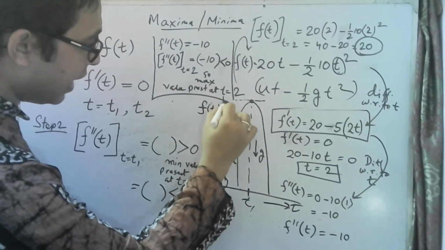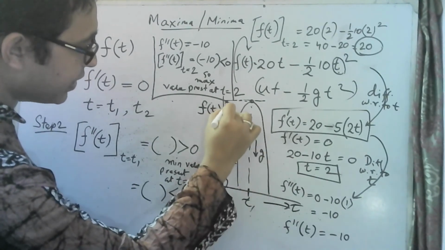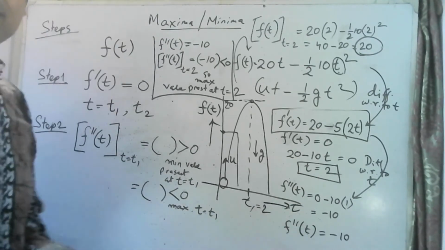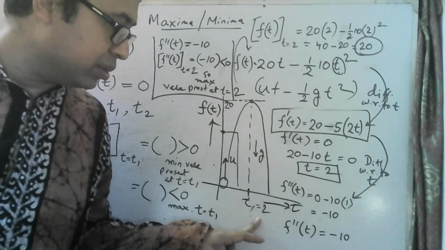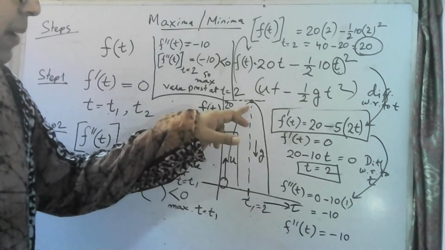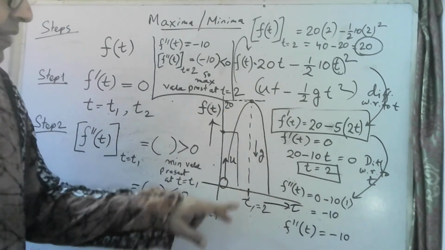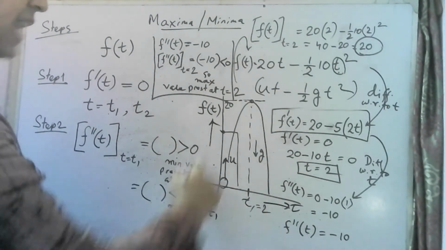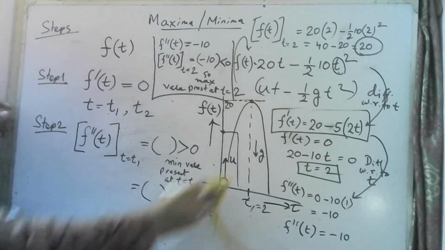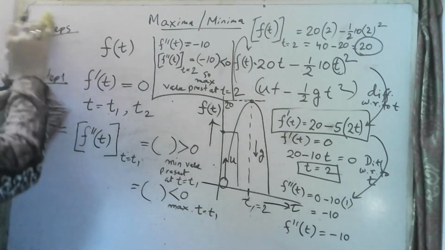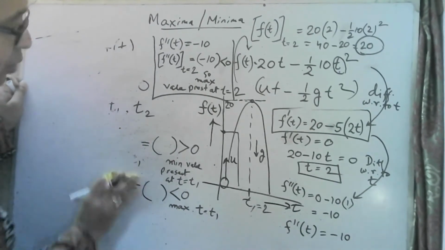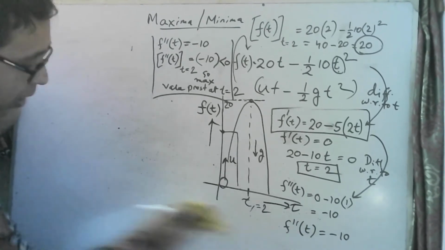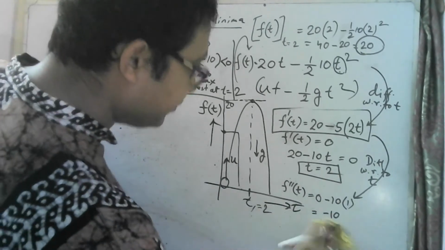So the maximum value is 20, and t1 is how much? T1 is 2. So we can say that at t is equal to 2 seconds, the maximum value has been reached, and that maximum value is 20. So if we plot this graph, you will also see this. So you have noted these things. Okay. Now I am showing whether the conclusion we have come to is true or false, that I will check now.